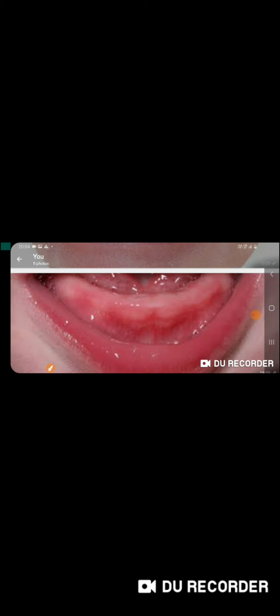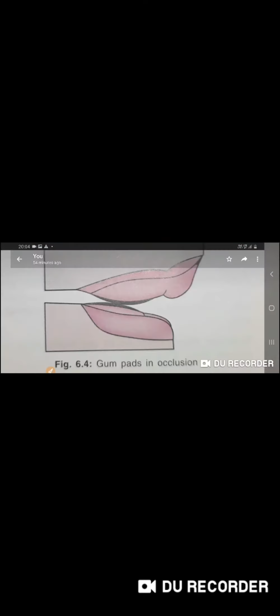Now we can discuss this diagram. This is the gum pad of the maxillary arch, which is horseshoe shaped, and this is the gum pad of the mandibular arch, which is U shaped.